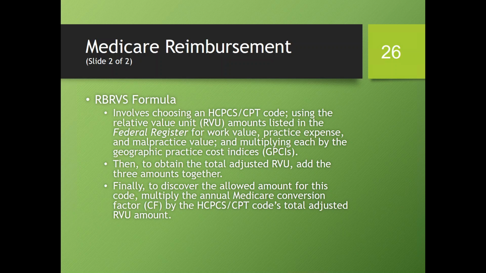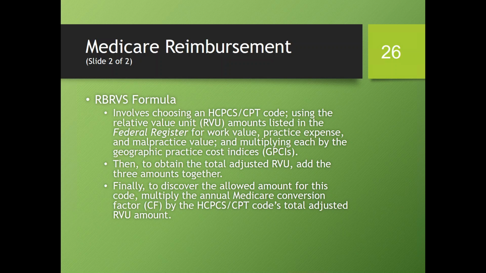The Resource-Based Relative Value Scale, or RBRVS. This is designed to create fair reimbursement. And it has a formula. It involves choosing a HCPCS CPT code using the relative value unit, or RVU amounts, listed in the Federal Register for work value, practice expense, and malpractice value.